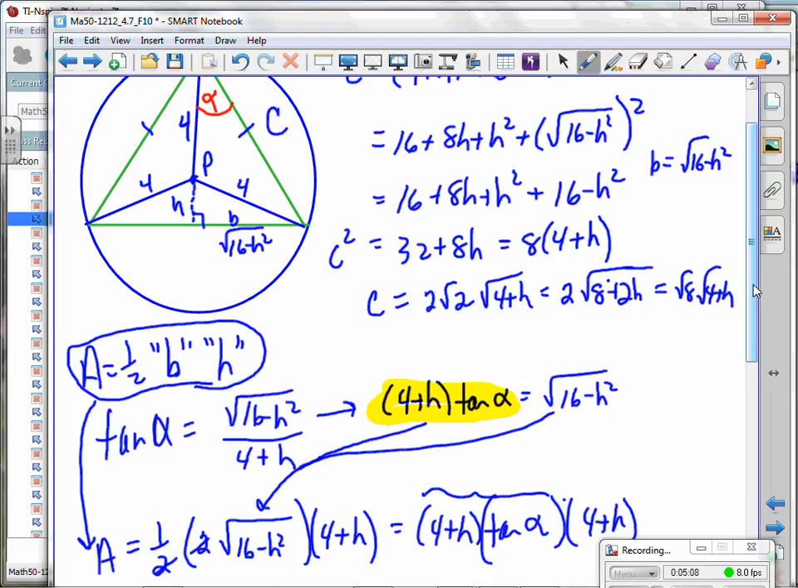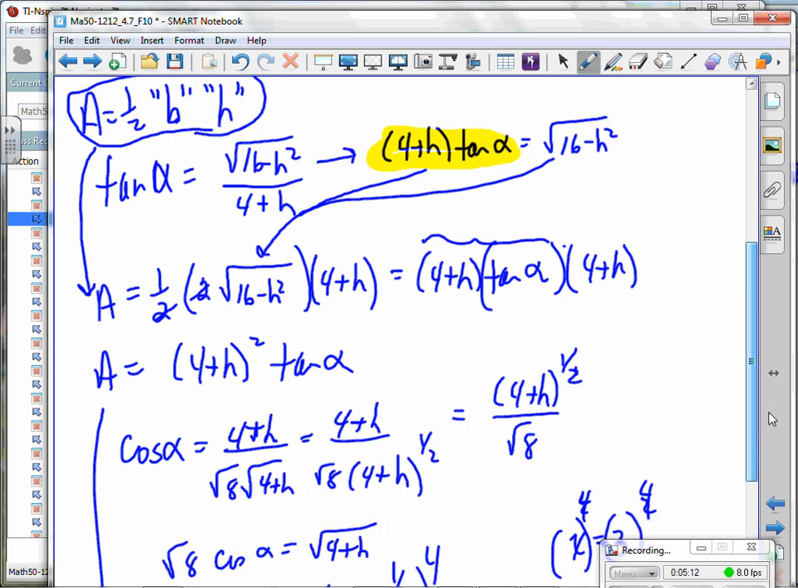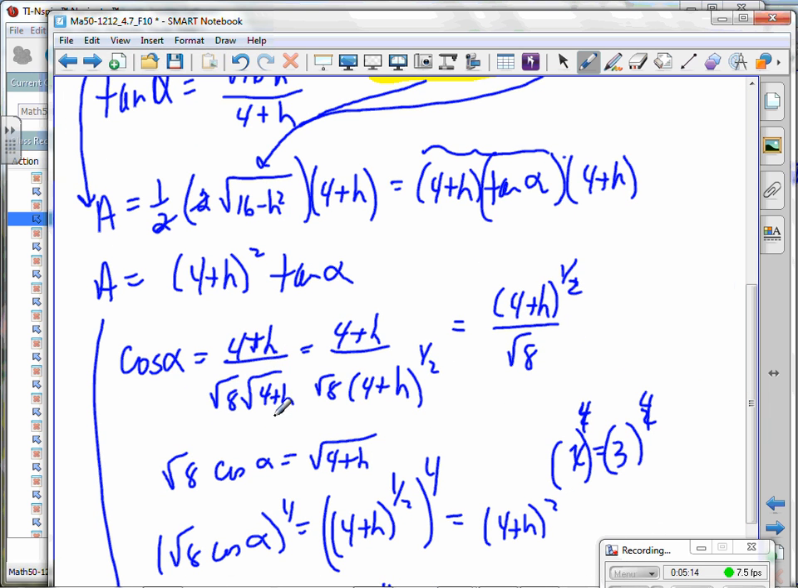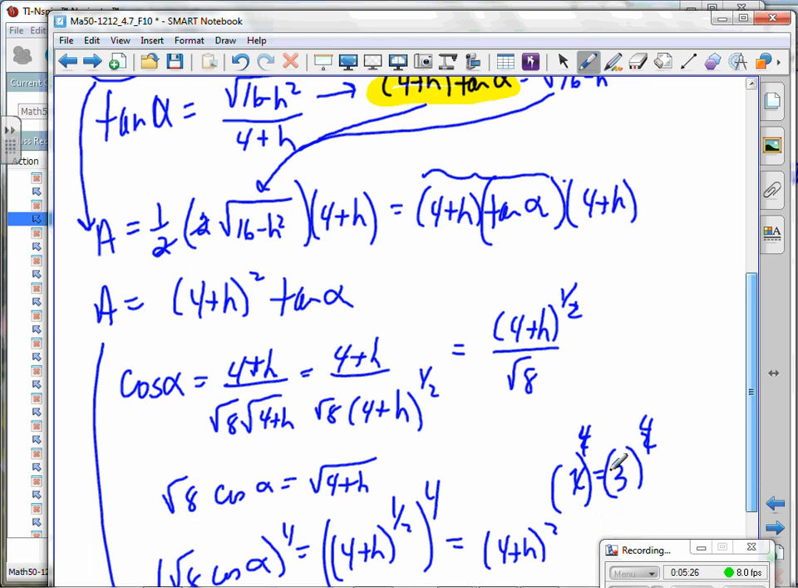Did I have that correctly? Cosine is, yeah, adjacent divided by hypotenuse. So 4 plus h divided by our hypotenuse. Did we get that up there? Remember, we came up here and said C is equal to this. So we have that happening.